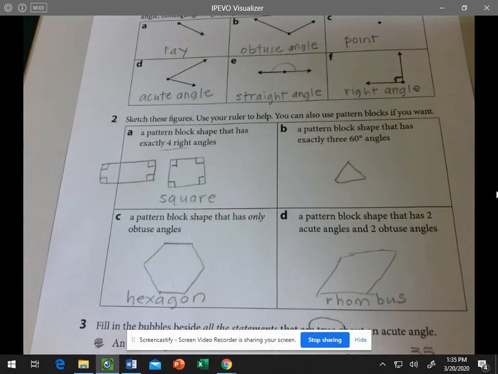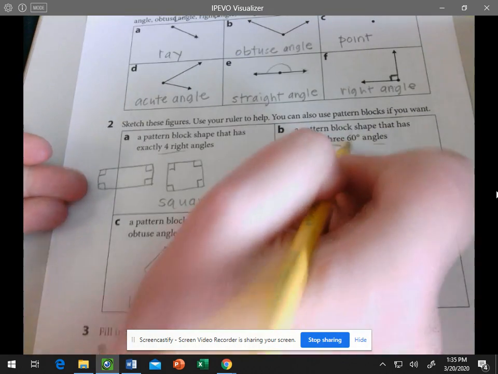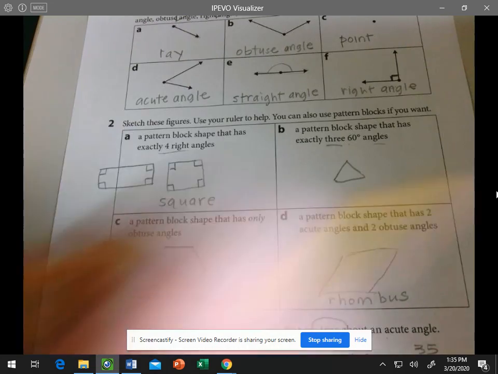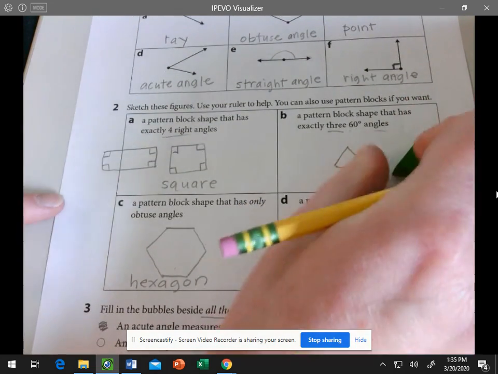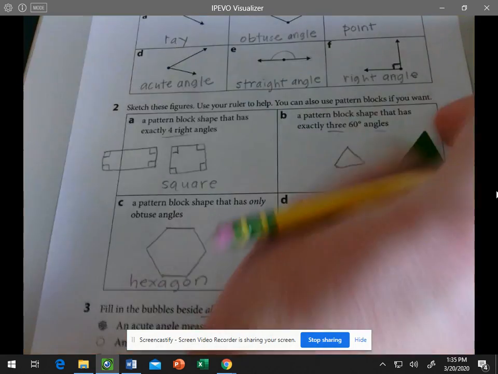A pattern block shape that has exactly 3 angles, and they measure 60. Triangle, and this is 60, 60, 60, an equilateral triangle. 3 angles, 3 sides.